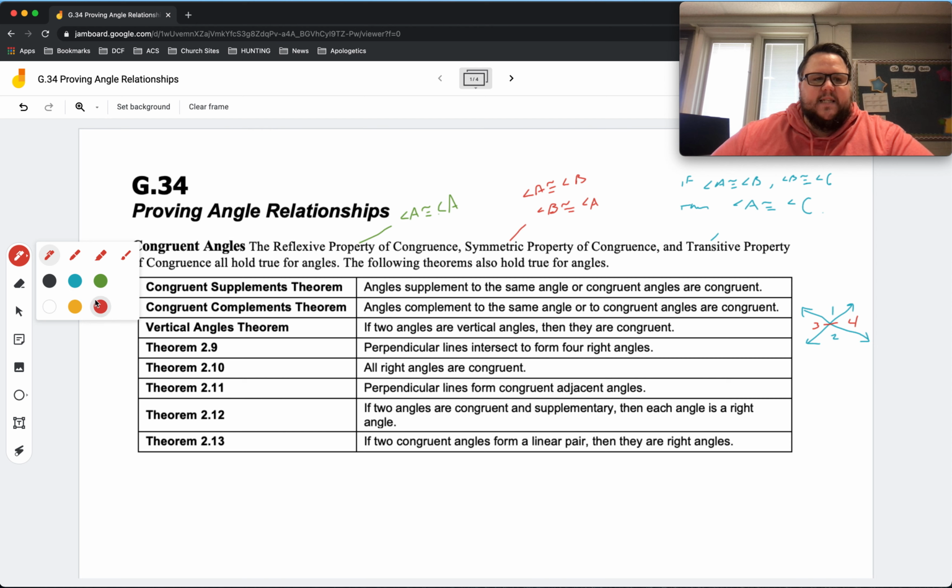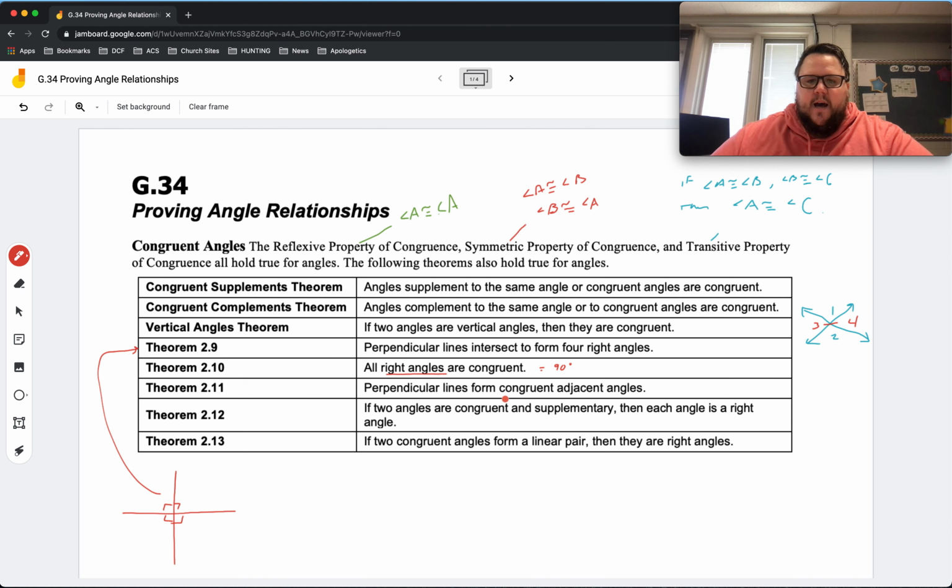Theorem 2.9, perpendicular lines intersect to form four right angles. So what that's saying is if I have perpendicular lines, two lines here, they intersect and they make four right angles. So all of these are right angles. That's what Theorem 2.9 is saying. Theorem 2.10, all right angles are congruent. Well, all right angles are congruent because all right angles equal 90 degrees. So that's true.